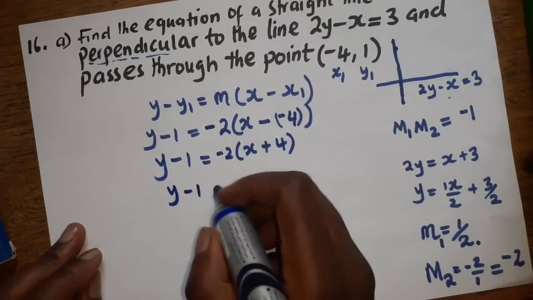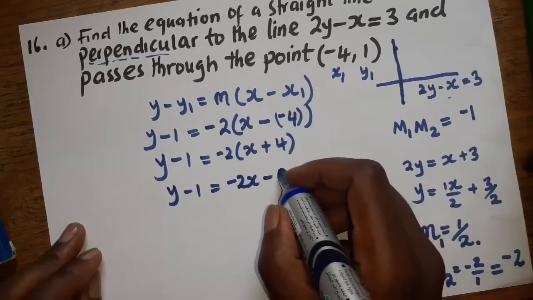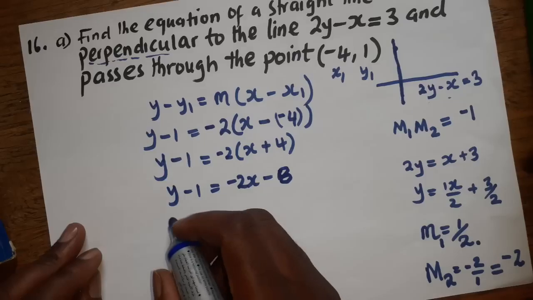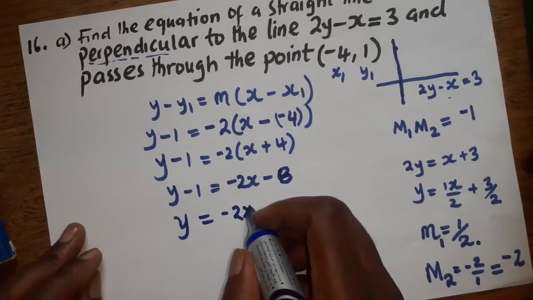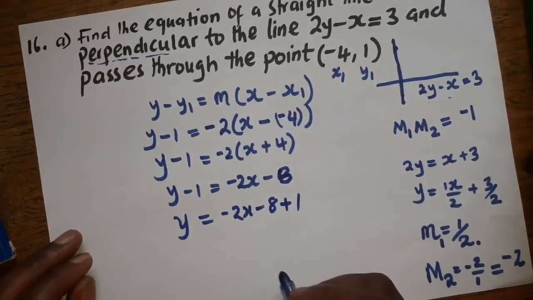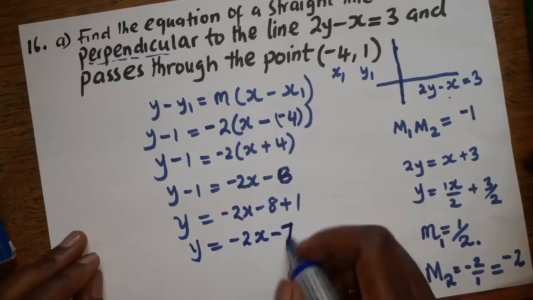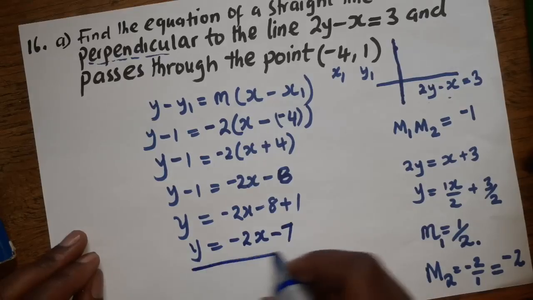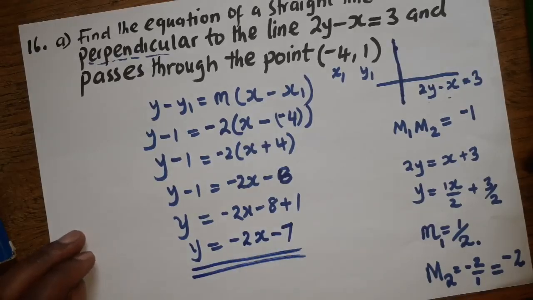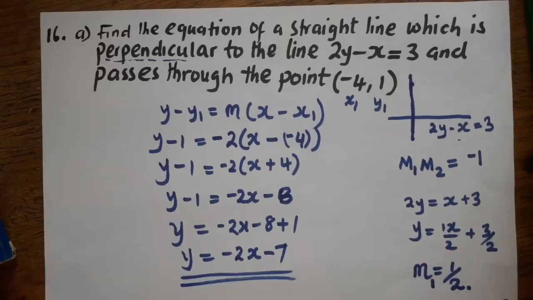So we have y minus 1 equals negative 2x minus 8, you distribute. Then y equals negative 2x minus 8 plus 1. All right. Then y equals negative 2x minus 7. This is what is going to be the equation, ladies and gentlemen. I hope that is very clear. Are we together? Let's move on.